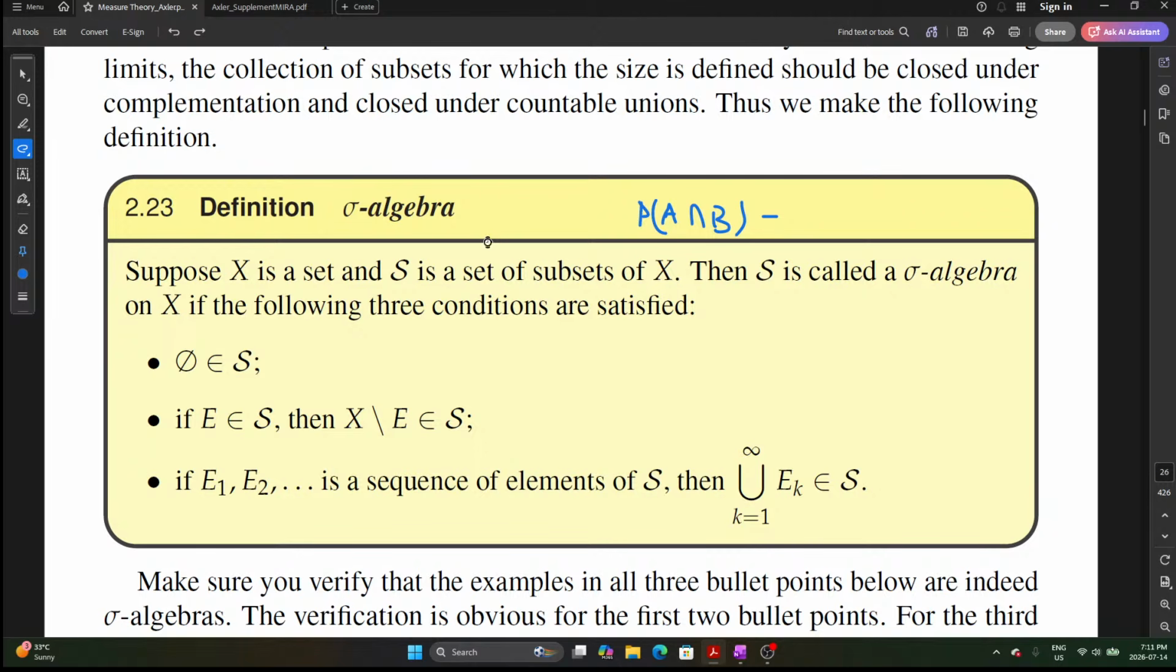So back to the last bullet point. If E1, E2, and so on is a sequence of elements in S, then their union, the union of all the E_k, is also in S.